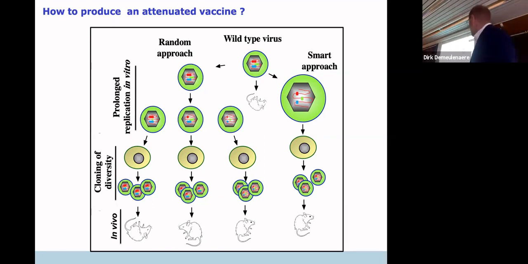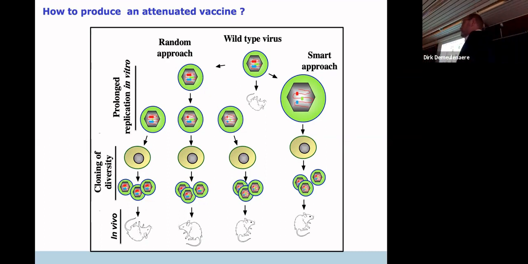There are two approaches that I like to call the random approach, which I don't like, and the smart approach that I prefer. The random approach is the approach that has been used for decades and for some of them centuries. So you take this virus and start by generating diversity. You pass your virus a large number of times, and obviously genes that are not essential for the virus to grow in cell culture will acquire mutations.